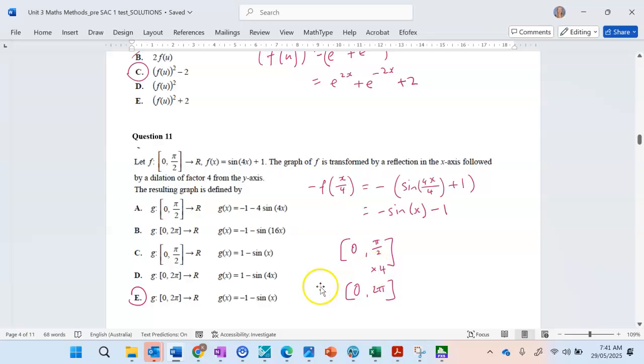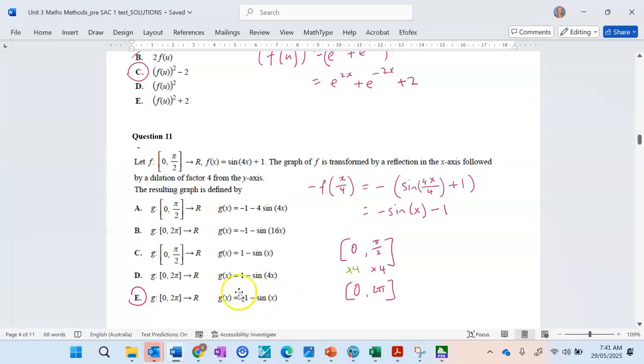No, what am I talking about? Sorry, your x. It's doing both x's. All right, so that's times 4 as well, because the dilation from the y changes your x coordinate. So that's why we got 0 times 4 and pi on 2 times 4. So your domain changes as well.